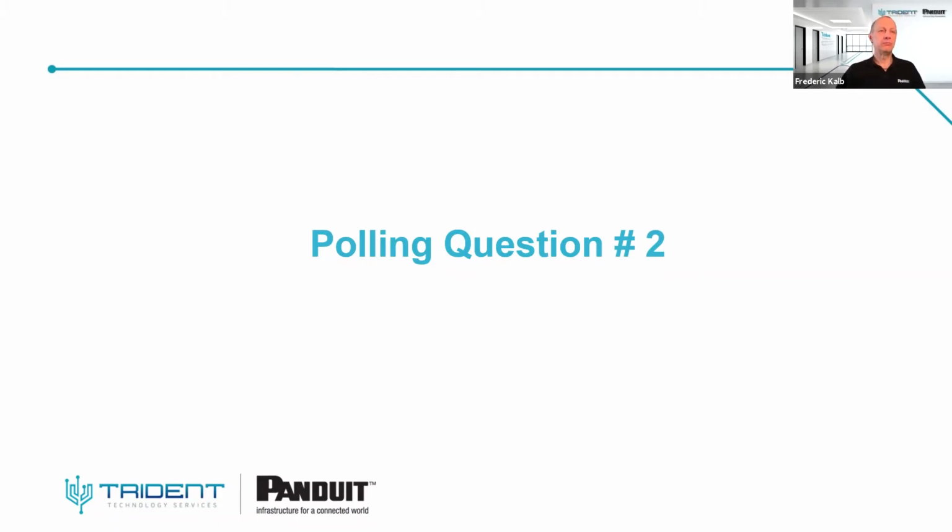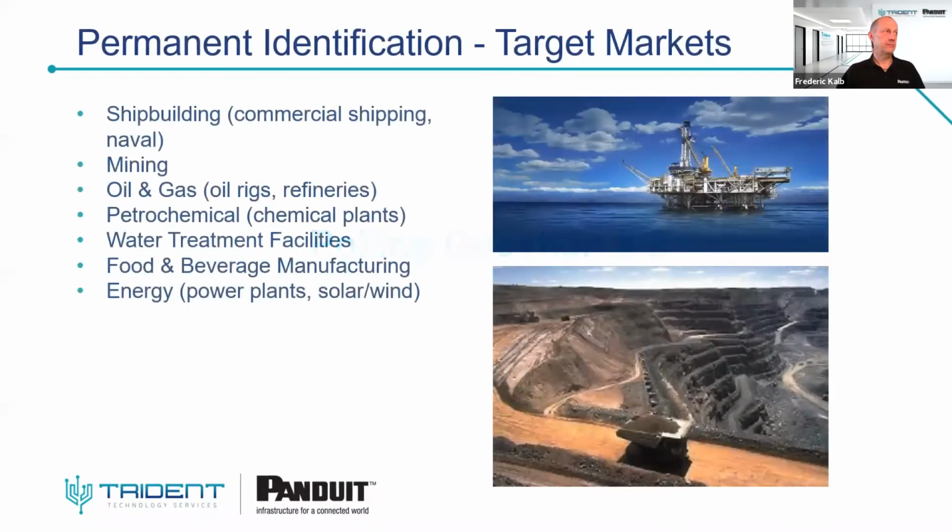So after, let me say, the plastic labels, I would like to talk about another identification solution that you can find in Panduit's portfolio: the permanent identification solutions using metal plates. This is what I have heard from Trident, a very common application in your countries.